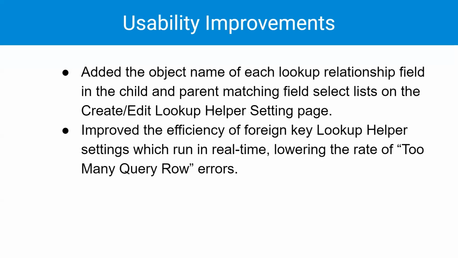There's also a few usability improvements introduced in version 10.13. We've added the object name of each lookup relationship field in the child and parent matching field select lists on the Create or Edit Lookup Helper settings page. And we've improved the efficiency of foreign key Lookup Helper settings, which run in real time, lowering the rate of too many query row errors.